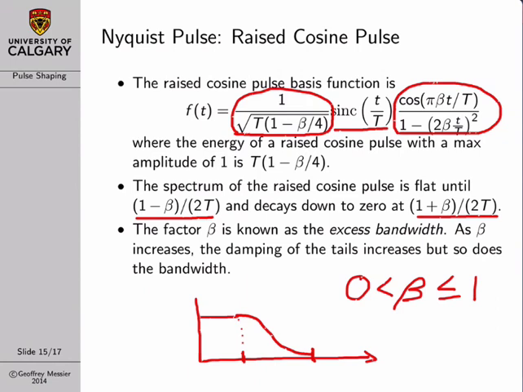Of course, the penalty of increasing beta is that it increases the bandwidth occupied by the pulse. So the bandwidth occupied by a traditional sinc pulse is 1 over 2T. And as you increase beta, you cause the overall bandwidth of the signal to increase, hence the name excess bandwidth.